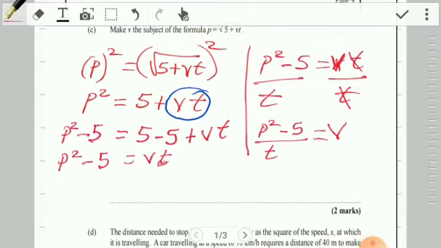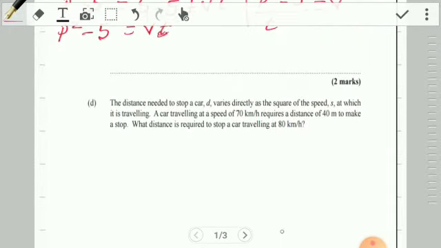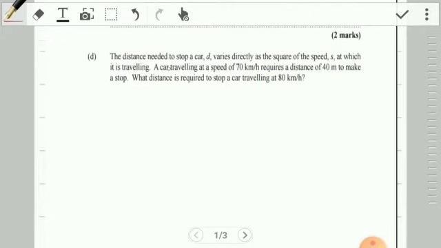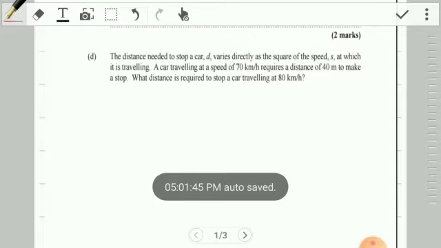All right, so let's look at the second part to this question, question 2. We're looking at part D. It says the distance needed to stop a car varies directly as the square of the speed s at which it is traveling. A car traveling at a speed of 70 kilometers per hour requires a distance of 40 meters to make a stop.